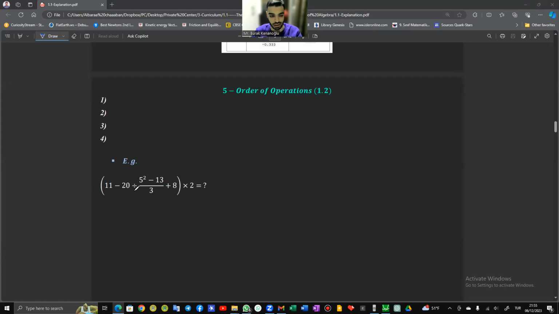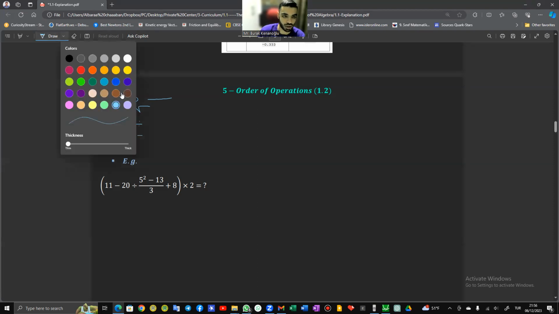Actually, here in this case, we can't just start from left to right. There is a specific order that we have to go through. So first, we have to start with the bracket and the fraction bar. After that, we start with the power and the radical. Then we start with the multiplication, the division, and finally, we start with the plus and minus.